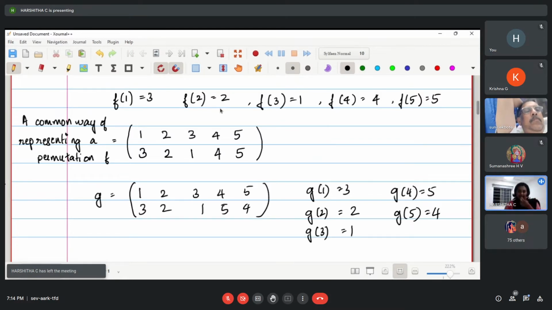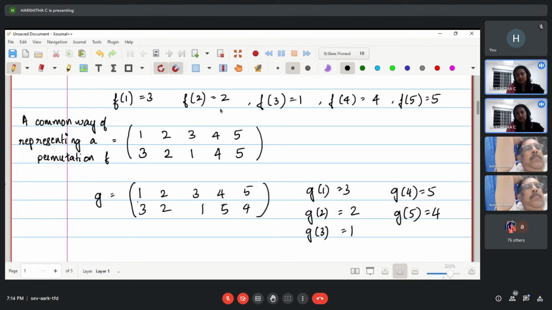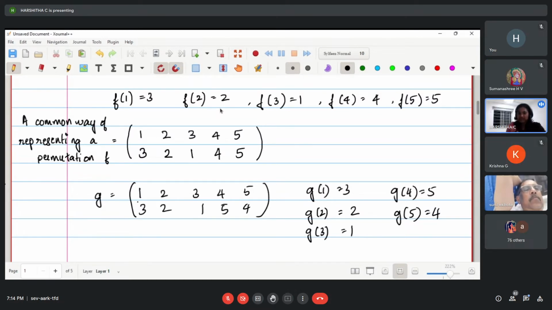So the fact that G is a permutation or a bijective function is captured by looking at the second row, right? Every number appears only once in the second row. That's what is capturing the fact that it's a bijective function.